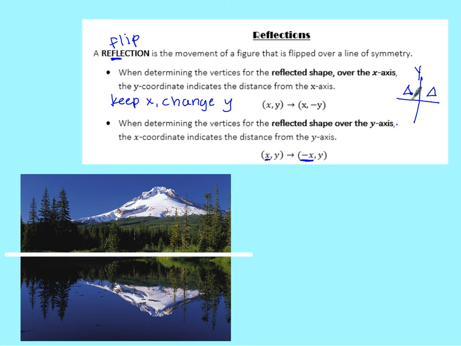So again, if you had this point and you were taking it over here, notice they're not in the same x spot. They're going to have different x points, but vertically they're at the same spot, so their y stays the same. So in this case, we keep y and change x. So go ahead and write those two little tricks down in your notes so you have them.